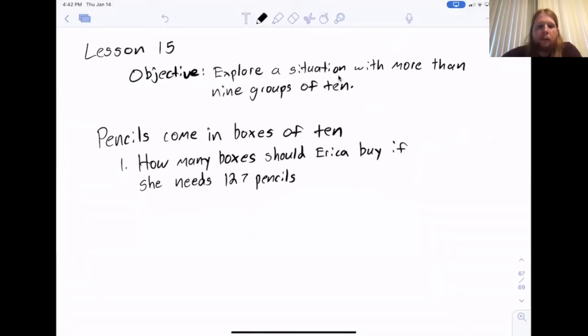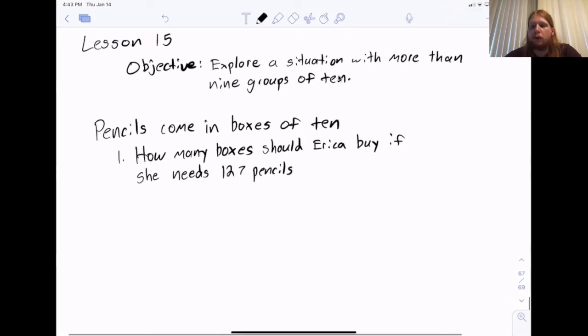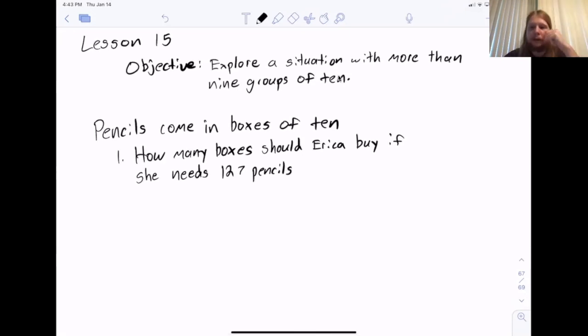All right. So pencils come in boxes of 10. How many boxes does Erica need to buy if she needs 127 pencils? So there's a lot of ways to solve this question, but there's one important thing you need to know. You need to go over the amount of pencils you need to be able to count the boxes correctly. So when you get to 120, you'll have to go up because we have to get past 127 to get the right amount of boxes.